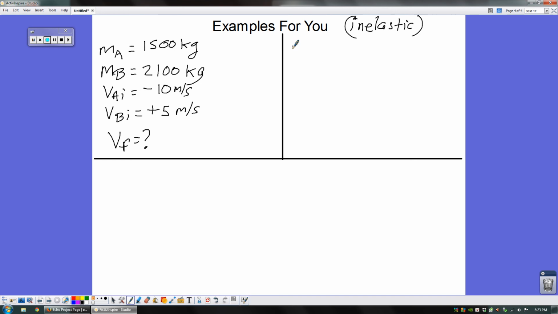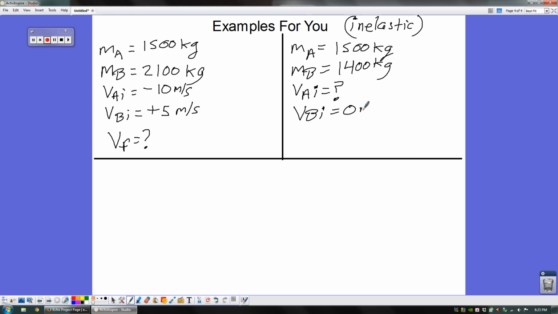All right, next. Another inelastic collision. Again, it's 1,500 kilograms, but this time it's going to be 1,400 kilograms. I want to know, what is the initial velocity of car A, such that if car B starts from rest, the final velocity is positive 11 meters per second.